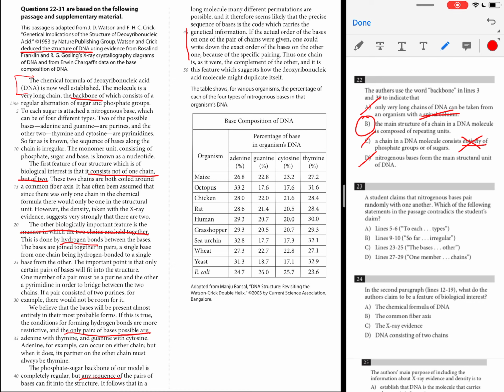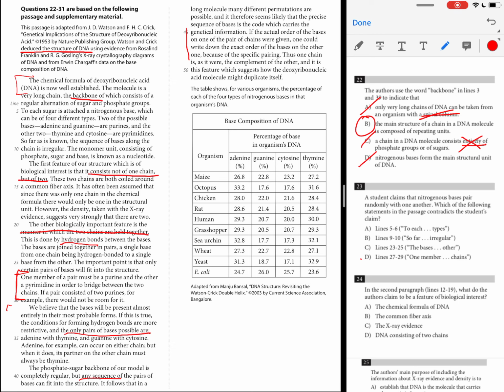I don't actually have a piece of evidence here, though. So I'm going to look at the closest one, D, and see if that would refute the claim that it can be paired with anything. So 27 to 29. "One member of a pair must be purine and the other pyrimidine in order to bridge between the two chains." Okay? So this is saying that there's a definite, one has to be this, one has to be that. It cannot be a random pair. That seems to be a good piece of evidence.